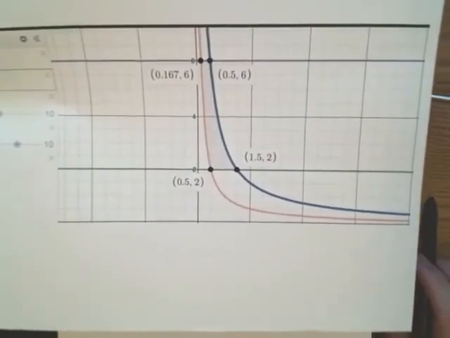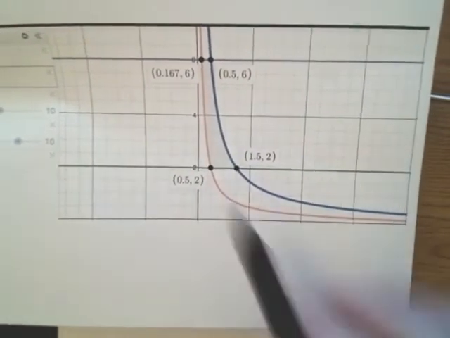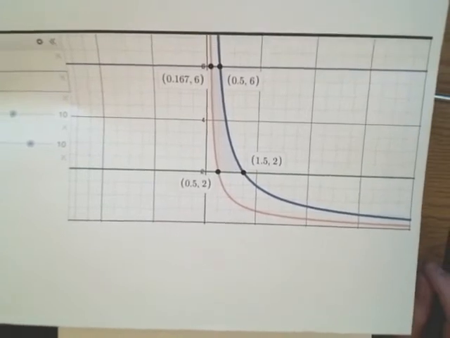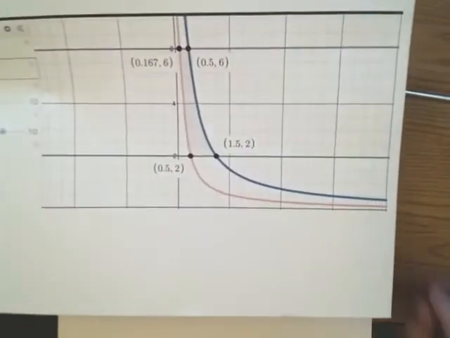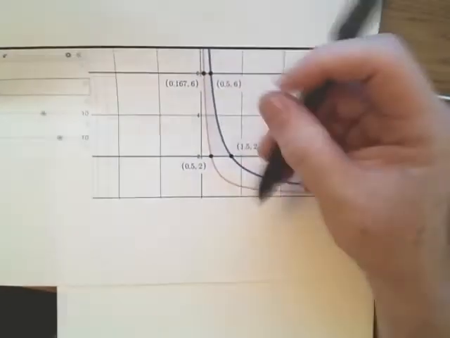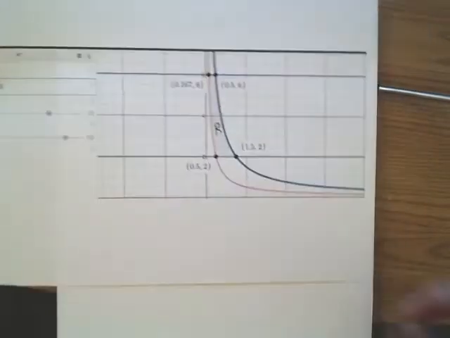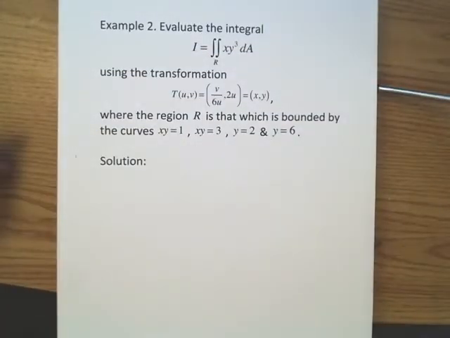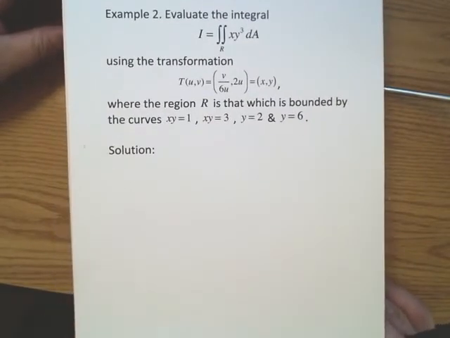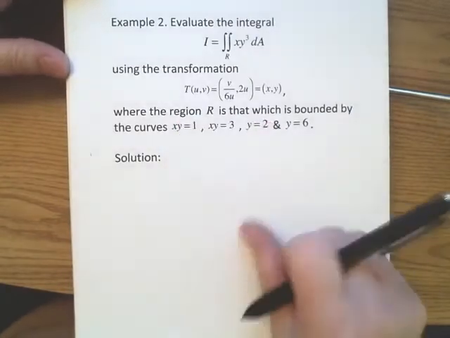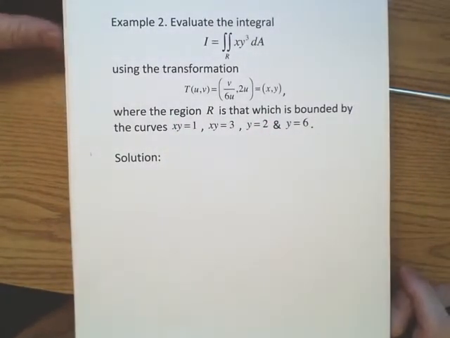Now, that doesn't look particularly difficult to integrate over in regular Cartesian coordinates, but we're going to go ahead and use this transformation to get us some practice in using Jacobians here. But this is the region R that we're integrating over, so I'll call that shaded area R. You can tell that xy equals 1 and xy equals 3 are what? Hyperbolas, right? And we can see very clearly that those are going to be those horizontal lines in the graph here.